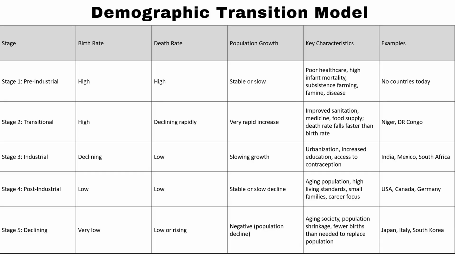Stage four, post industrial. We have low births and low deaths. This results in a stable population or even a slow decline. Stage five, declining. At this stage, we have very low birth rates. The population starts to shrink. This is a model. So real countries don't always fit perfectly, and migration can also shift the outcomes of these pretty dramatically. But typically, as countries develop, these are the stages that we start to see.